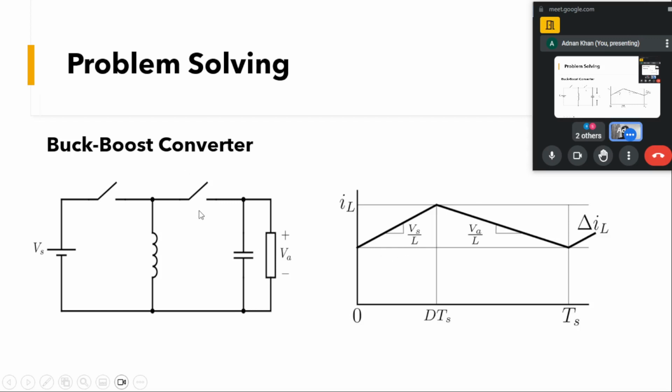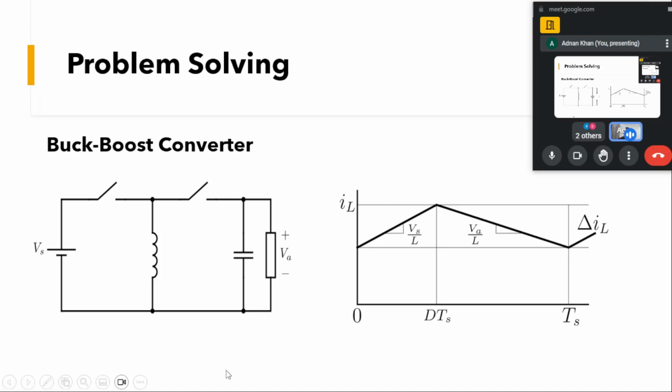Sorry, when this device is on, this device will be off. So during the turn off, this voltage will be impressed across this inductor. As we know, the output of this buck boost converter is inverted, so the negative voltage will be impressed across the inductor. As such, the inductor current will start to decrease.